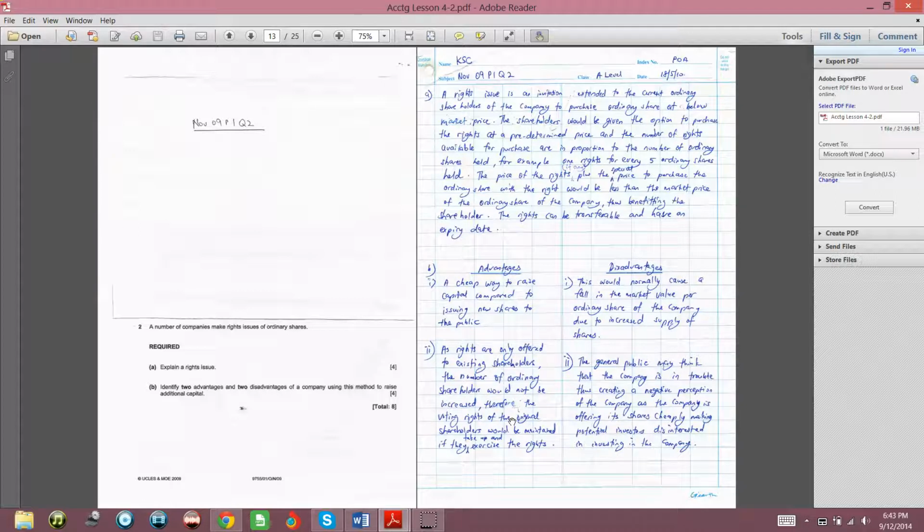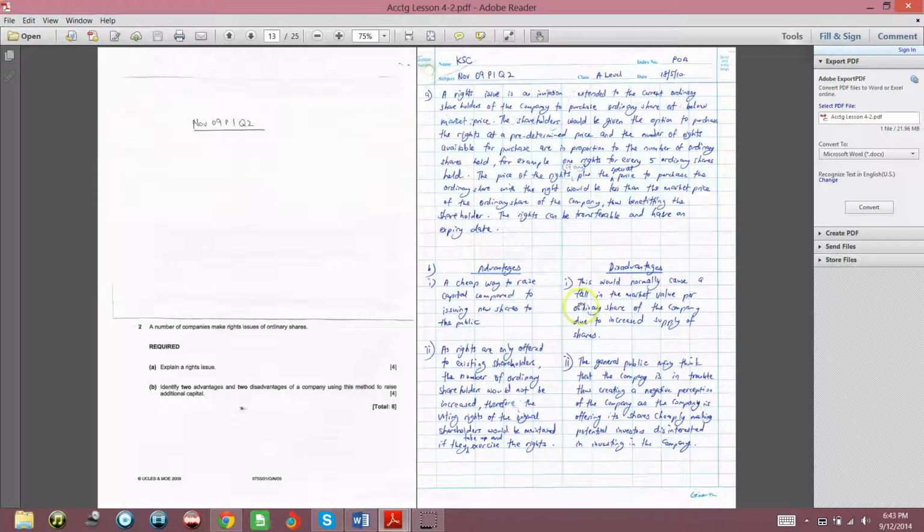Some students can even explain better than me. So I'm just putting my suggested solution, that's why I'm saying it is a suggested solution. It's not the answer itself, because some students can actually produce better answers than me. So I'm just giving you an example of how to answer the question.